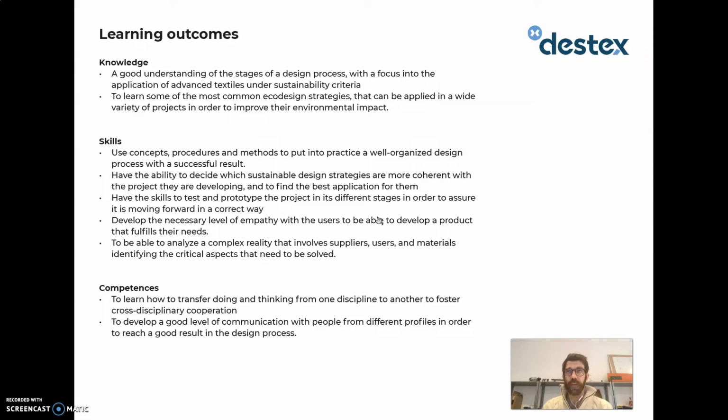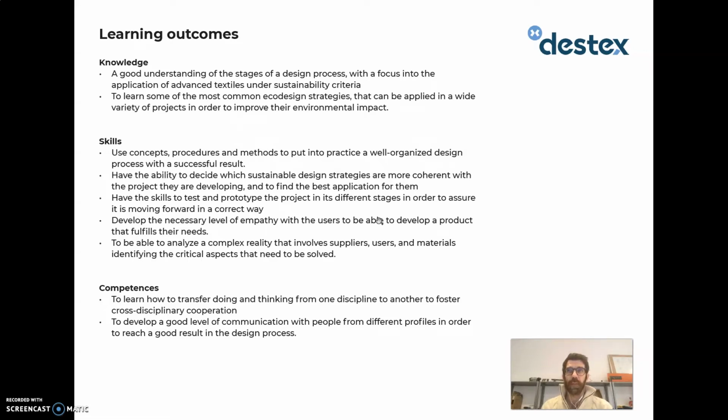In terms of skills, you will use concepts, procedures, and methods to put into practice this well-organized design process, with the goal of obtaining a successful result. You will have the ability to decide, with criteria, which sustainable design strategies are most coherent with the project that you are developing, and to look for the best application for them.